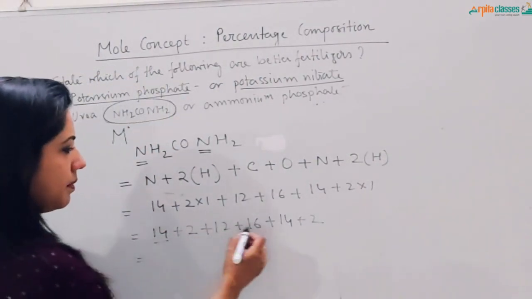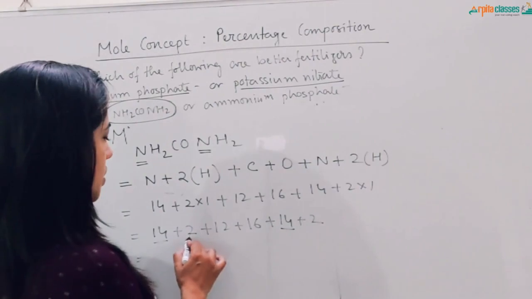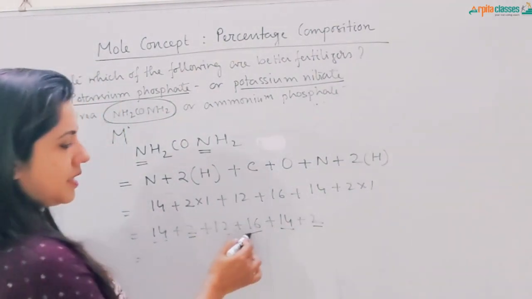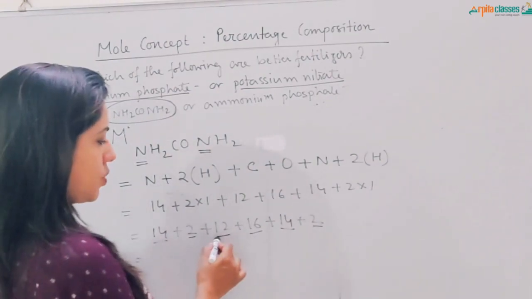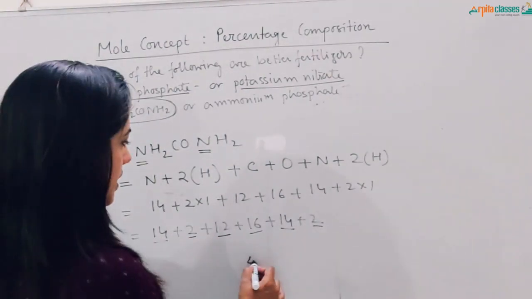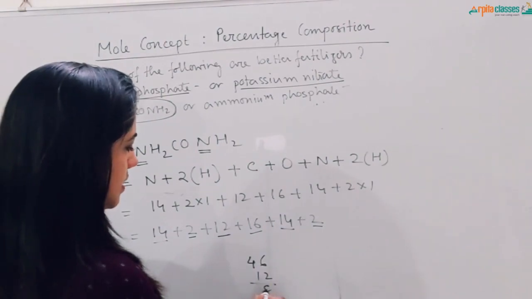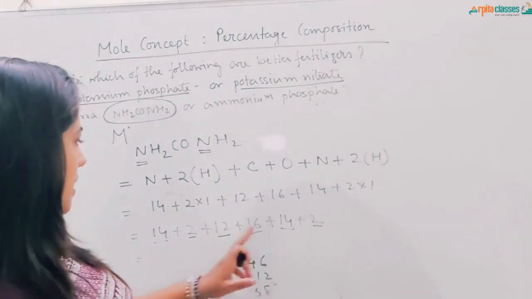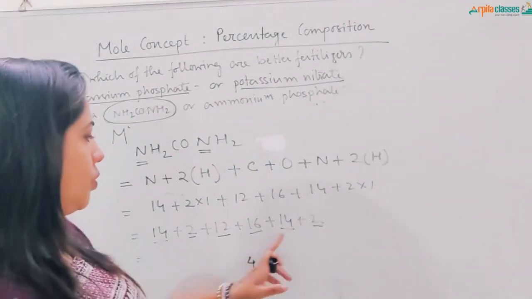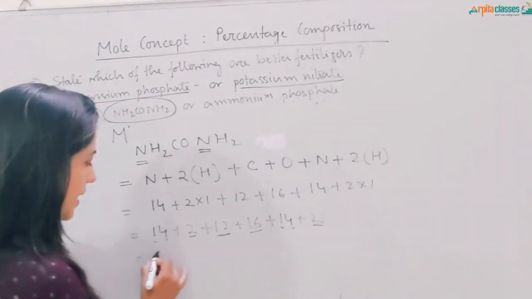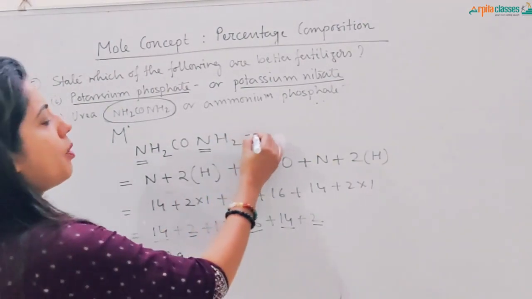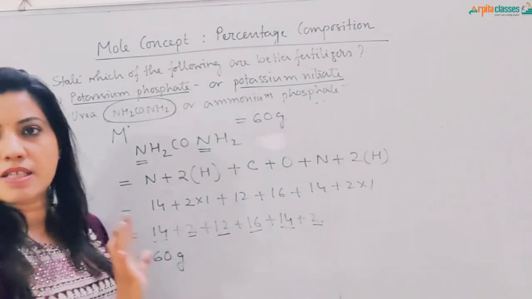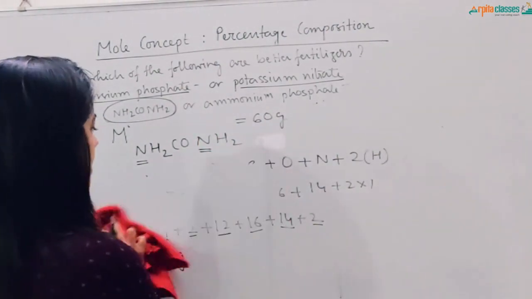So it is 14 plus 14, 28, 2 plus 2, 30, 30 plus 16 is 46, 46 plus 12 is 58, and then the remaining 2, so it is coming 60 gram. So the molecular weight of urea is 60 gram. I am writing it here. You can do the calculation, this is simple addition; all of us can do this.